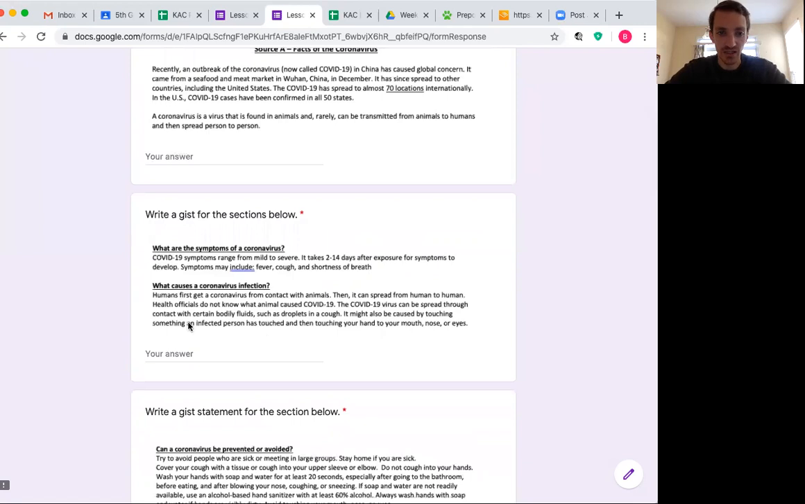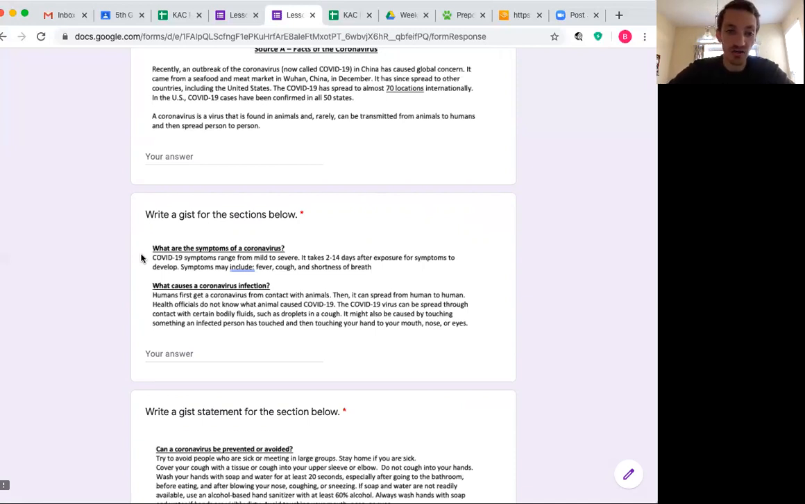We're going to move on to this section right here. Now that you should have written the gist up at the very top, we're going to move down here. What are the symptoms of a coronavirus? COVID-19 symptoms range from mild to severe. It takes 2 to 14 days after exposure for symptoms to develop. Symptoms may include fever, cough, and shortness of breath.